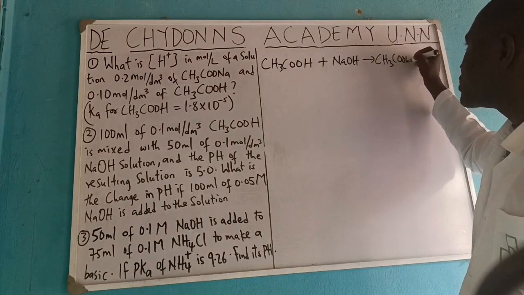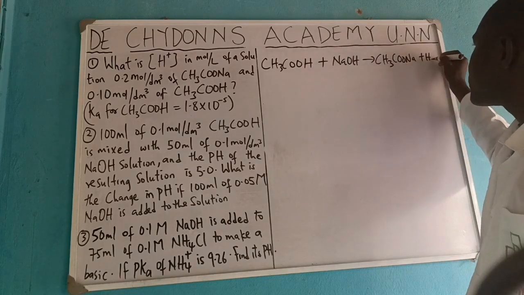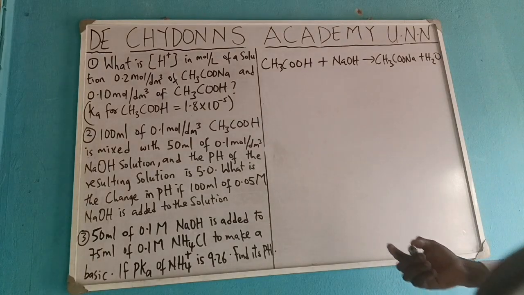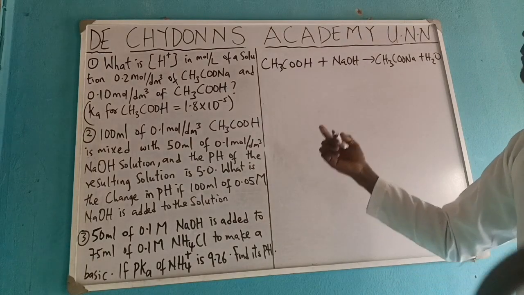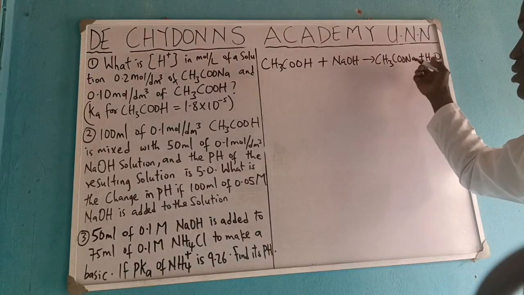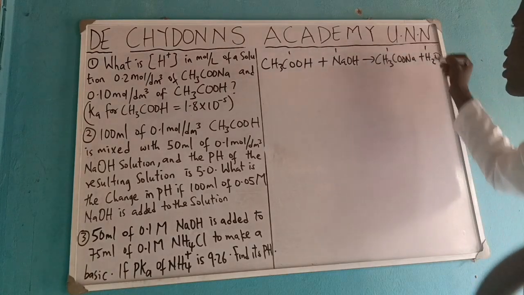Sodium ethanoate plus water. The equation is balanced, right? Now we need to know the amount of this that reacted. The amounts go by 1:1:1:1, right?